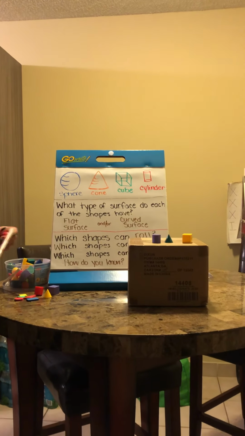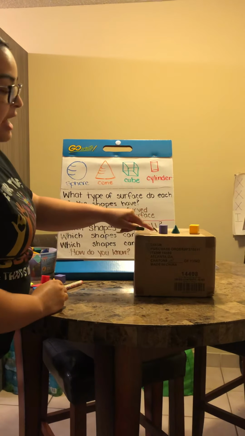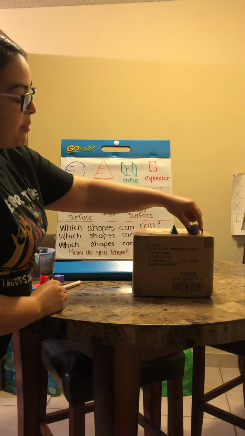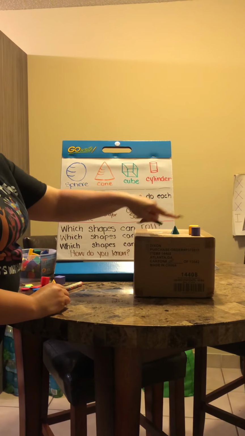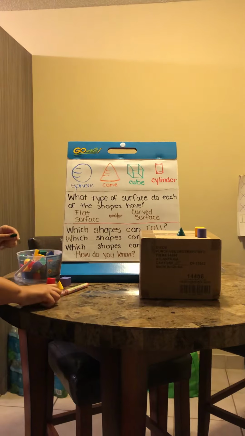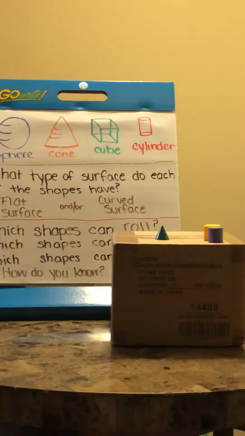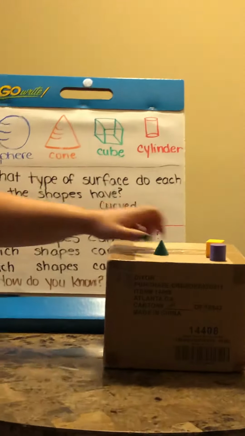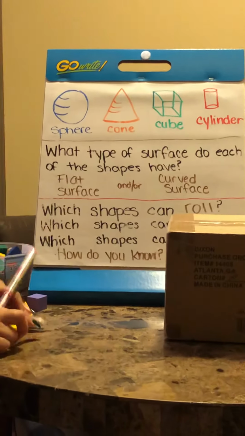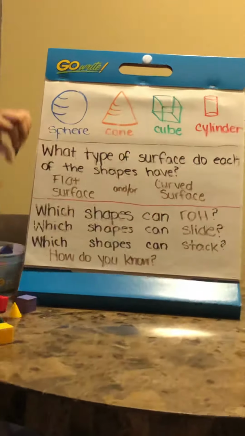Now the ones that can stack, they have flat surfaces, but they have flat surfaces on the top and the bottom. The cone only has a flat surface on the bottom, which is why it cannot stack. All right, moving on to the next section. Here we go.